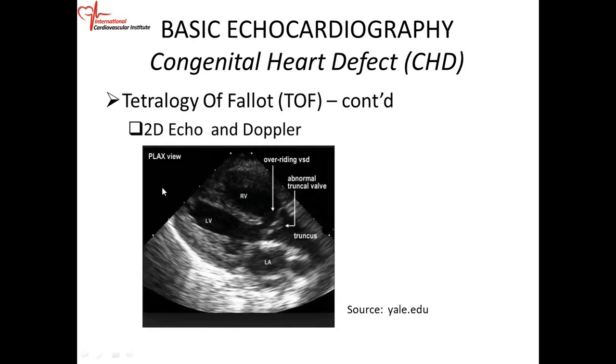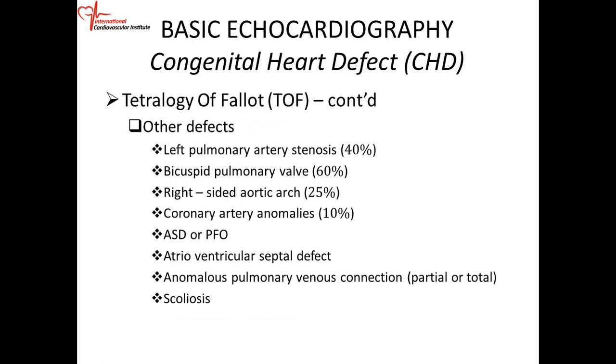So this is a parasternal long axis view. You can see that the aorta, which is right here, overrides the ventricular septum. And you can probably see the thickening of the ventricular wall. So you basically just go through your routine, doing your echo, and you'll pick up the defects, okay? So other defects that are associated with tetralogy of Fallot, you can get branch pulmonary stenosis.